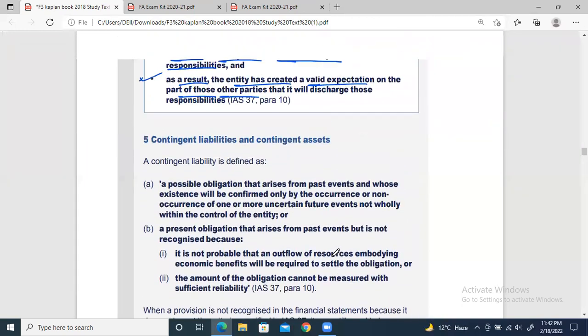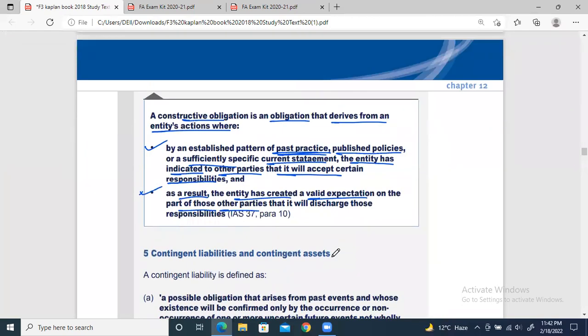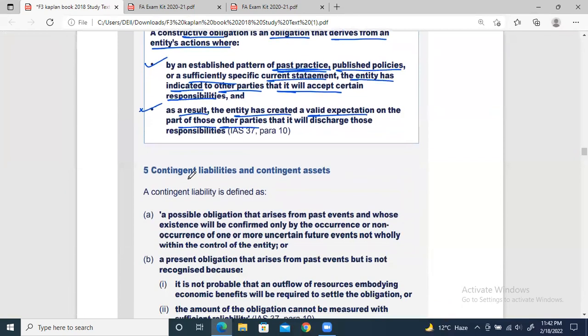All right. So now let's take a short break, just a 3-4 minute break, right? And after that, we'll start the main thing over here, which is contingent liabilities and contingent assets. So this will be the last thing, and after that, we'll move towards the questions. So just a 3-4 minute break.